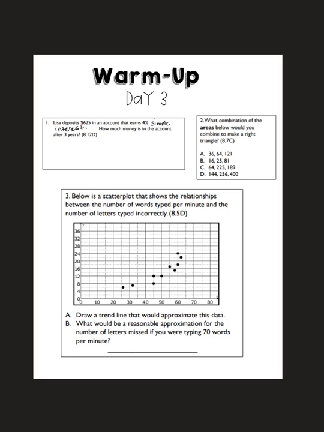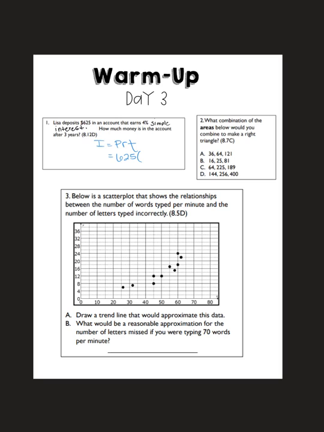We have Lisa deposits $625 in an account that earns 4% simple interest, and we're looking at how much money is in the account after 3 years. So remember, our simple interest formula is I equals P R T, and our P stands for our principal, which is the initial amount that we deposited. That's the $625. My rate is 4%.